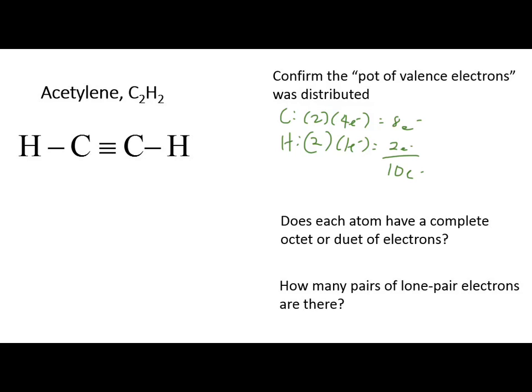On the structure, if we count electrons, I got 2, 4, 6, 8, 10. Actually, I got 10 electrons on the structure. And that's what I mean by confirm that those are the same.